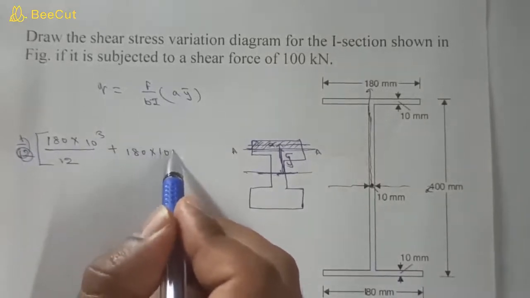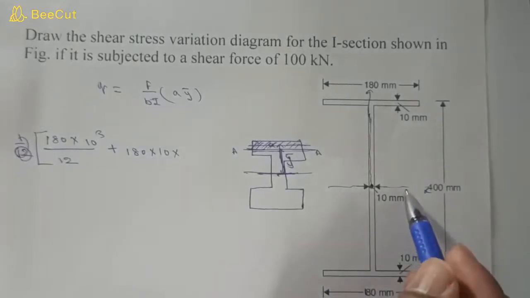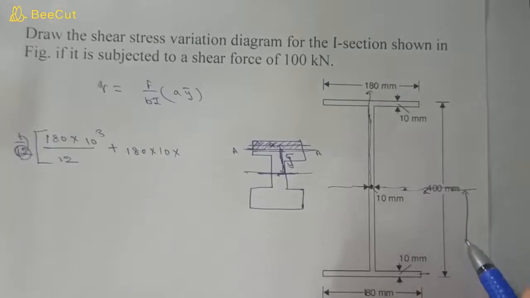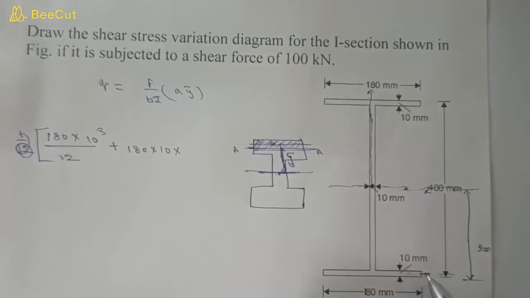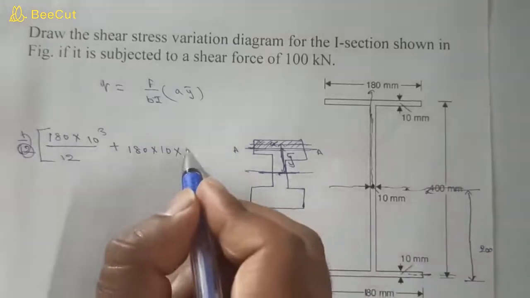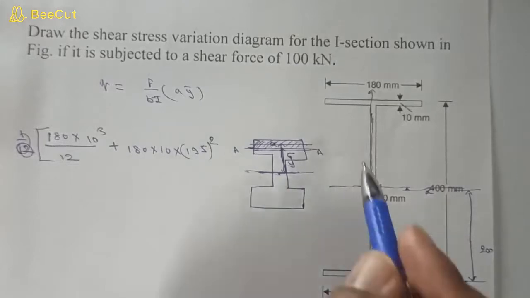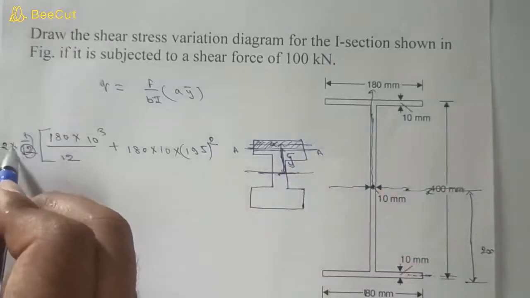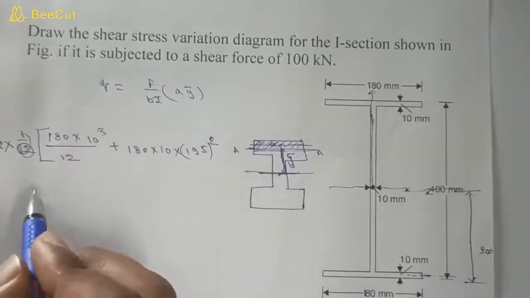So 180 into 10 into the distance squared. The total depth is 400, so from here it becomes 200, and up to here from the centroid the flange is 10, so its centroid is 10 by 2, which is 5 mm. So 200 minus 5, 195 squared. This is the moment of inertia of this part, and since the other flange is symmetrical and similar, we simply multiply by 2.